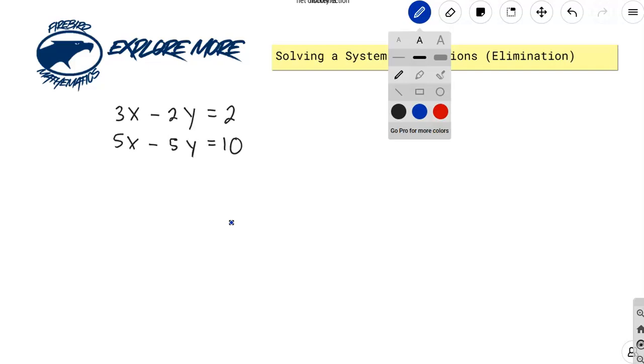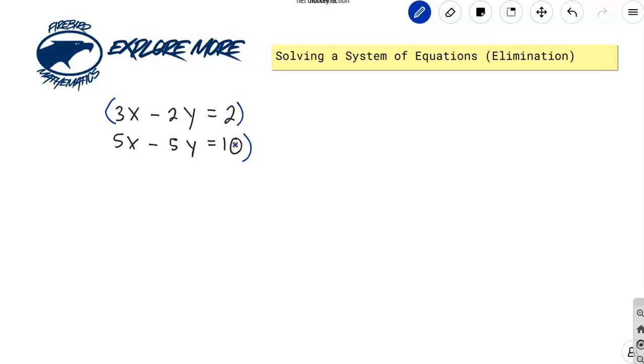So if you take a look here, there's no values that match up right away. 3x and 5x, 2y and 5y, those don't match up. And because 5 and 3 and 2, there's no multiple that takes 3 directly to 5 or 2 directly to 5. It's a little bit harder to figure out what should I multiply these by. So in cases like this, we actually are going to multiply both equations by a value. Doesn't have to be the same value with both equations.